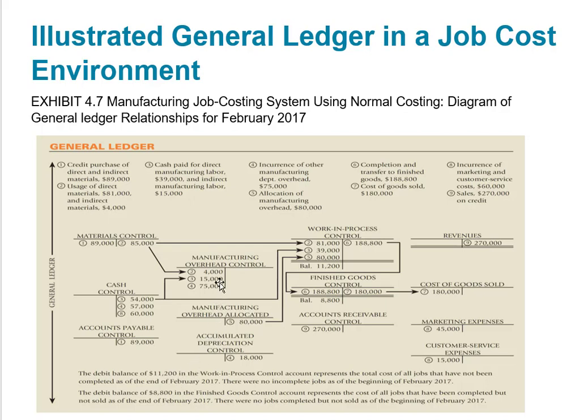Here's direct labor, 15,000, and then 4 is incurrence of other manufacturing department overhead of $75,000. So here's our total overhead. What we're going to do though is allocate based on a formula 80,000 of it. Okay, so this could actually be the same T account. This 80,000 comes out, and it increases work in process.